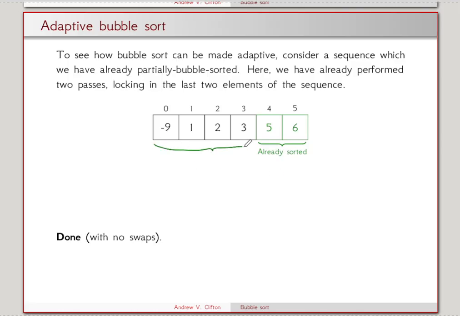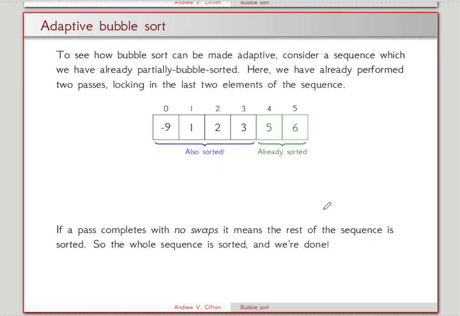So what does the fact that I did no swaps in this part of the array mean? It means that section is sorted. It means that -9 is less than 1, 1 is less than 2, 2 is less than 3. So if I know that this section is sorted and I know that this section is sorted, that means the whole thing has to be sorted. So if I do a pass where we don't do any swaps, I can just return after that. I don't need to keep running the outer loop there. If I do no swaps, that means the whole thing is sorted and we're done.